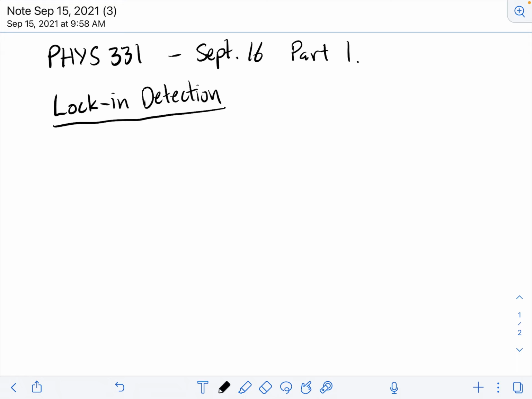So to begin, I'd want to just do a quick little review of an analysis of an RC circuit, because I think it's going to highlight some important aspects that we need to be familiar with for understanding lock-in detection. So I want to consider a series RC circuit.